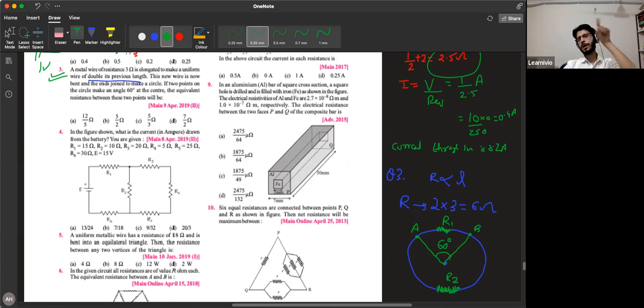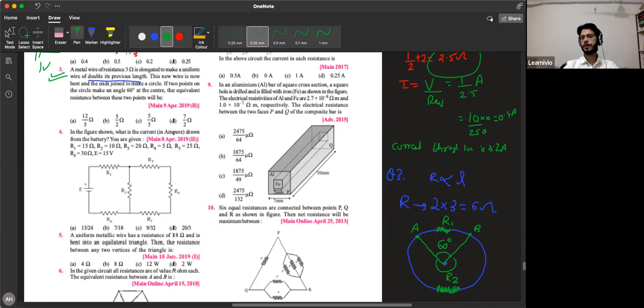So you take this wire in the form of a circle, you mark 2 points. For 1 point the angle is 60 degree. Another angle will be 360 minus 60, 300 degree. So you have 2 resistors, one in the upper portion, one in the lower portion. This R1 and R2 are connected in parallel. Now the only task is to get the value of R1 and R2.